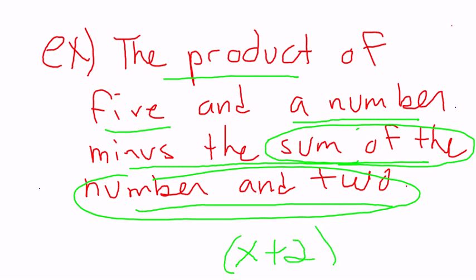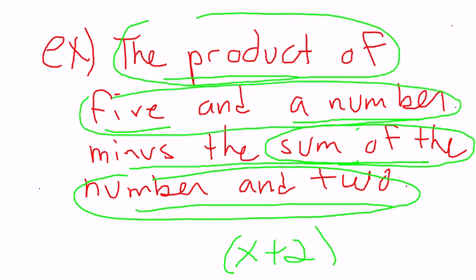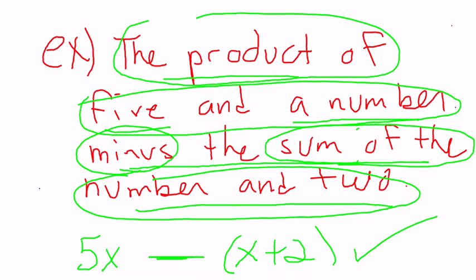Sometimes I work from the tail end and then go back to the beginning. How do I say this part, the product of 5 and a number? The product of 5 and a number means 5 times x, or just 5x. Then minus, and you're minusing the entire sum of the number and 2. So that's why we need parentheses around that sum. So that's going to be your final answer.